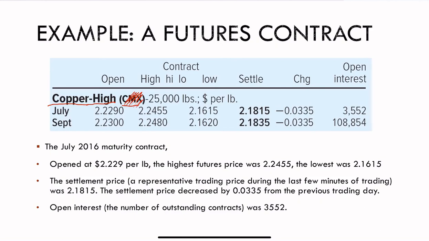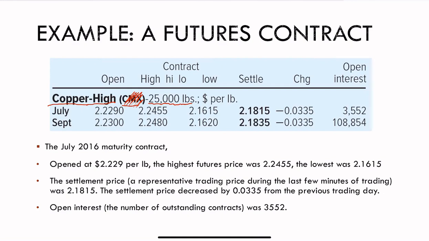And then you can see the contract size. It's 25,000 pounds. This means per one contract, right? For one contract, if you're taking a long position, then you will commit to buy 25,000 pounds. Of course, if you're taking a short position, then you have to commit to sell 25,000 pounds. So let's read this table and see what these numbers mean.